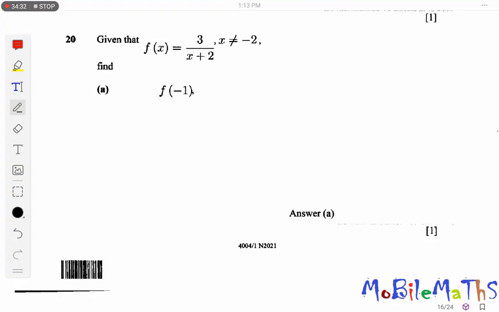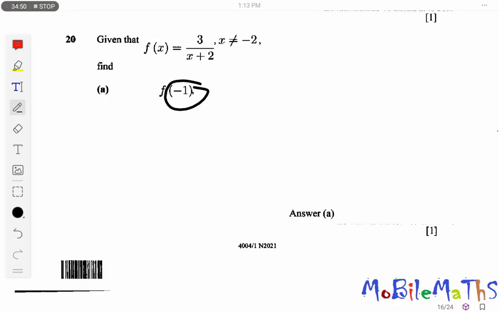Okay, on this one, we have a function f of x equal to 3 over x plus 2, where x is not equal to minus 2, because when it's minus 2, then we have a 0, and a number divided by 0 is undefined. So find f of minus 1.